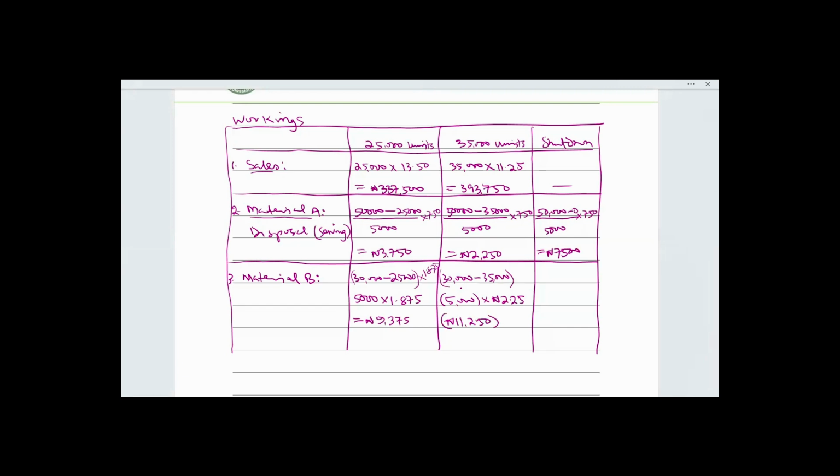Then under shutdown, the company has 30,000 liters of material B in inventory. 0 is needed. Therefore, the total balance of 30,000 will be disposed of to another department. At what price? The same thing as 1 naira 875 kobo.